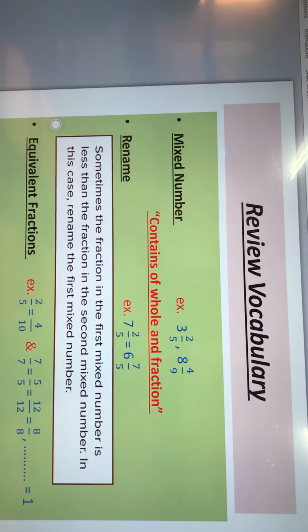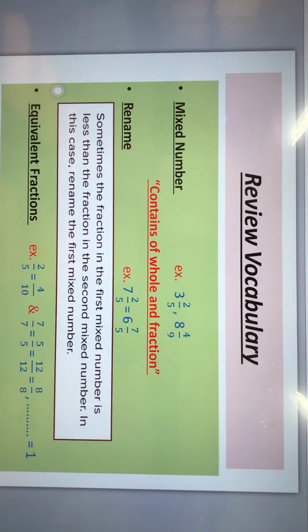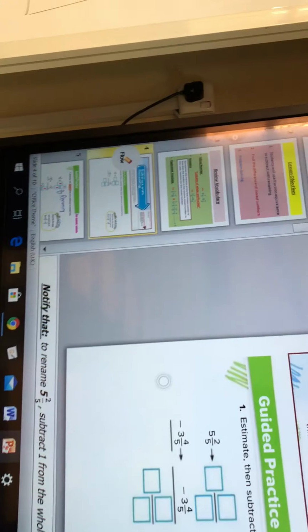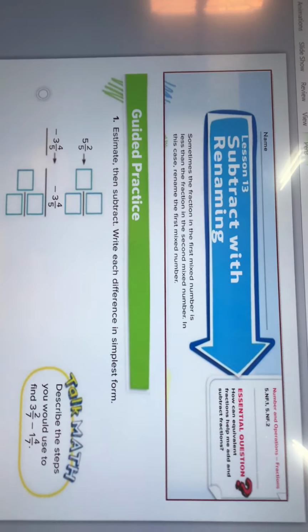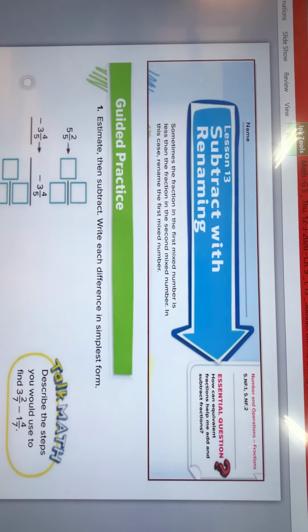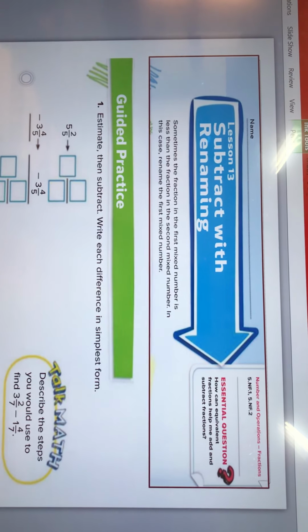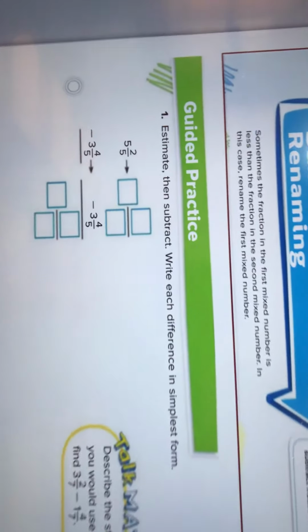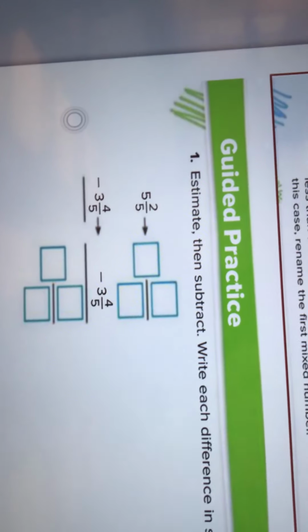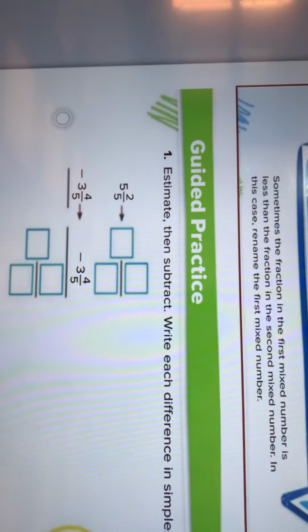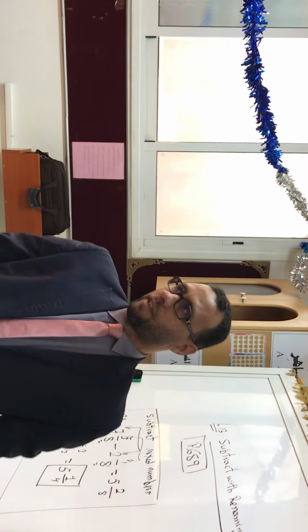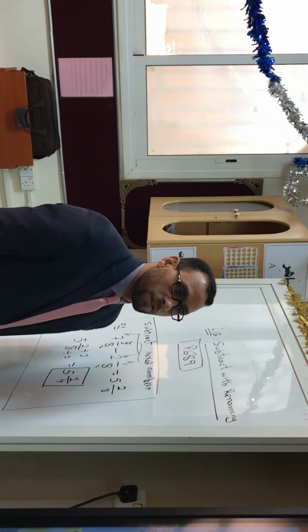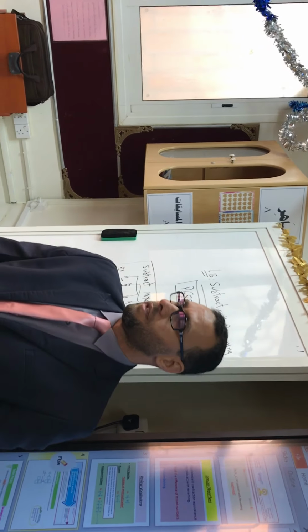What about the first example in our lesson here? Estimate then subtract, write each difference in simplest form. I have 5 and 2 out of 5 minus 3 and 4 out of 5. I have a question for all of you. Are these fractions like or unlike fractions? Who can answer? Who can tell me? Like or unlike?